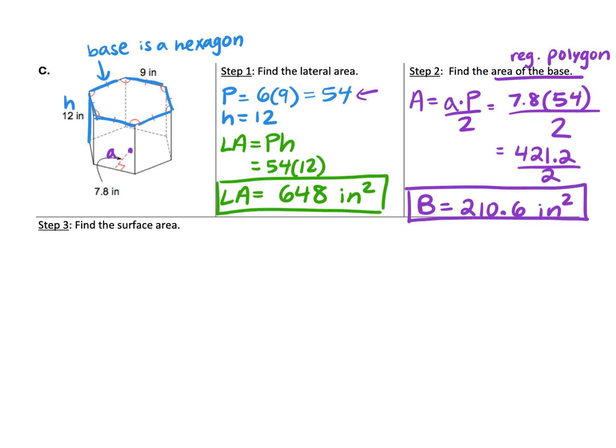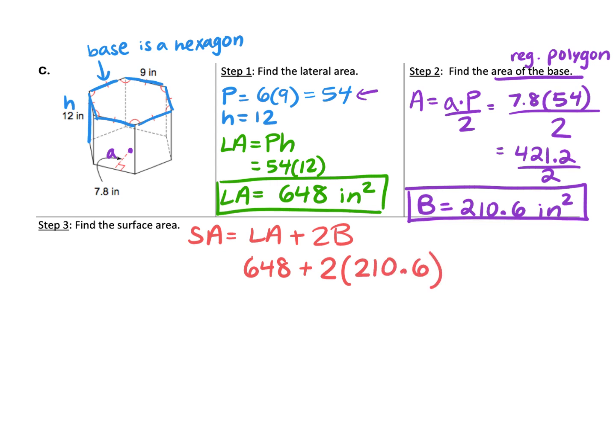And now that we have that, we can finish up with our surface area. The surface area is the lateral area plus 2 times the area of our base. The LA from step 1 is 648 plus 2 times that capital B, so 2 times 210.6. We can then just type that whole expression right into our calculator, and when we do that, we'll get 1069.2. So our surface area is 1069.2 square inches.